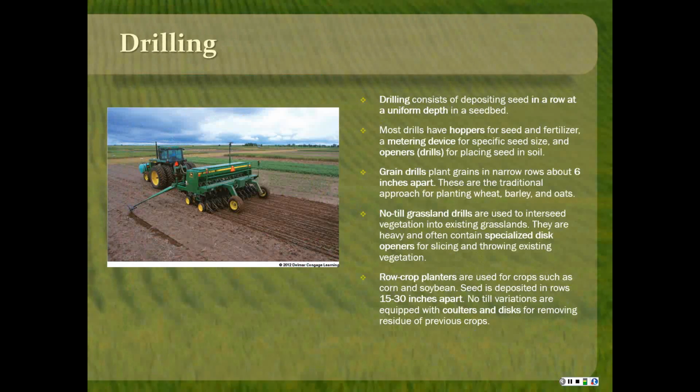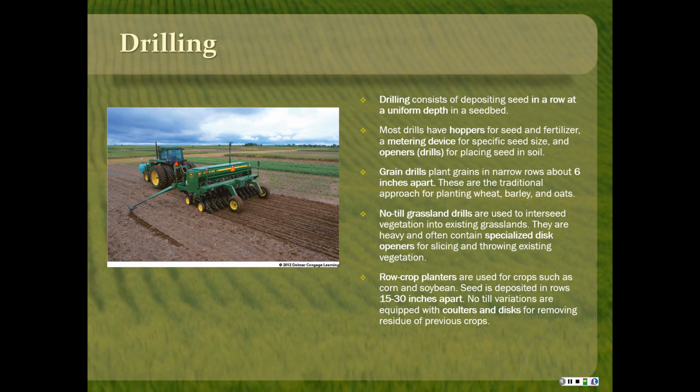And then drilling consists of basically depositing seed in a row at a uniform depth in a seed bed. And most drills have a hopper where you have seed and fertilizer, and then there's a metering device for a specific seed size, and openers, which are called drills. That's why it's called drills, for just placing the seed in the soil.